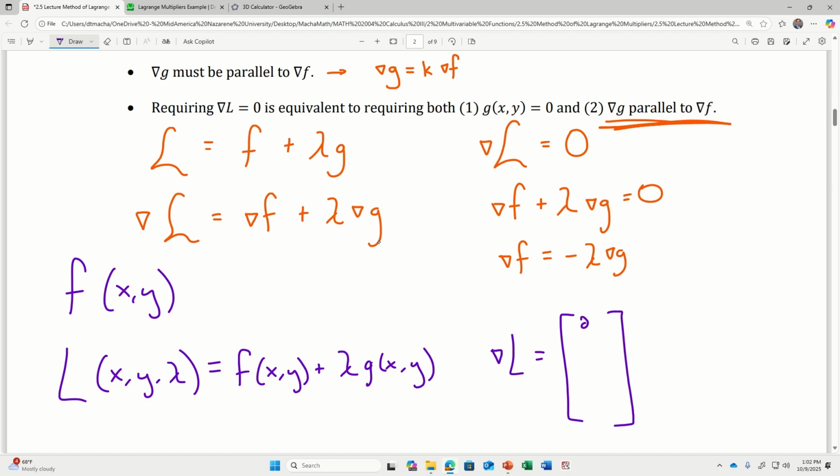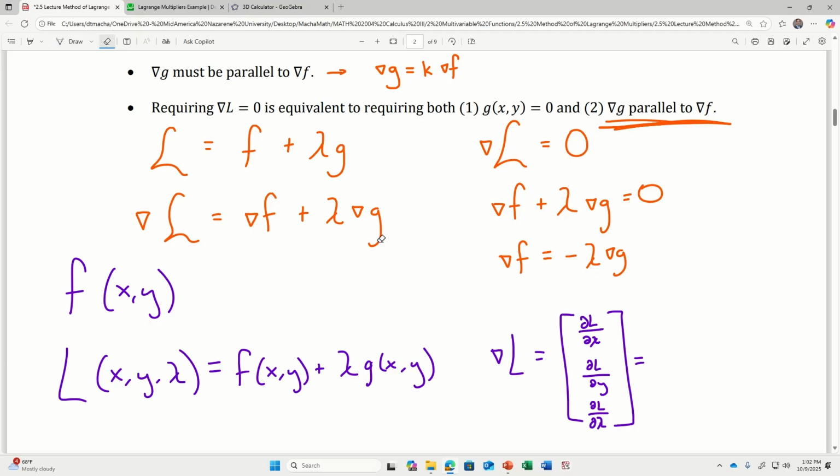One is the partial of the Lagrange function with respect to x. The next entry is the partial of the Lagrange function with respect to y. And the third is the partial of the Lagrange function with respect to lambda. And so what I wrote down right here is not 100% true.